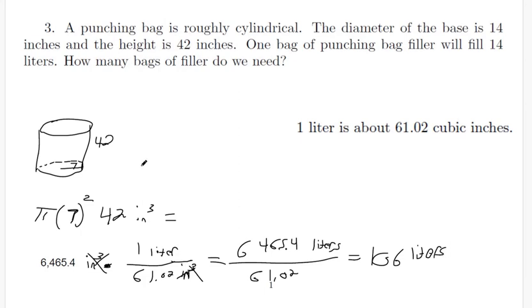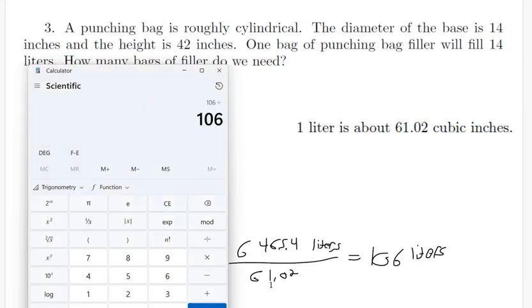All we've done so far is we said, hey, this is the volume in cubic inches. This is the volume in liters. We need 106 liters. One bag covers 14 liters. So to find out how many bags we need, that's a division problem. 106 liters split into 14 liter bags. How many bags are we going to make? How many groups are we going to make?